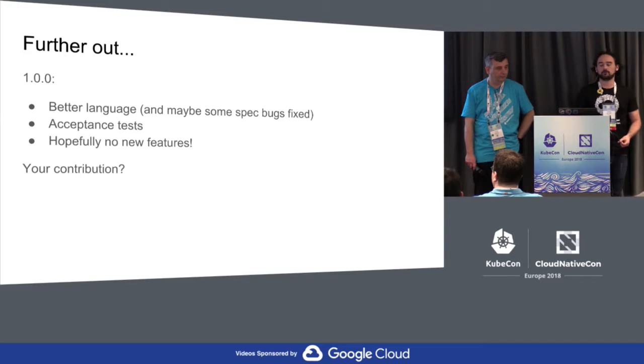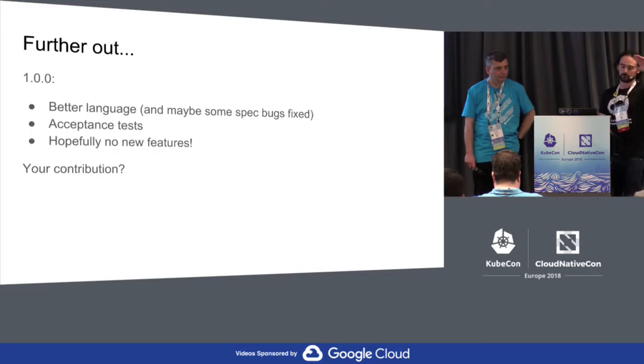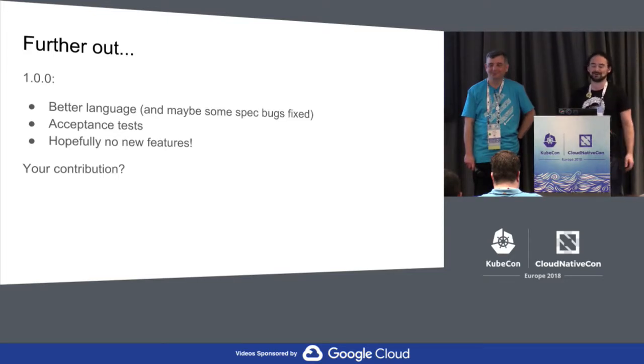The goal after 0.4 is to release 1.0. There shouldn't be any new features in 1.0. It should be mostly a cleanup of the spec and sort of a point of no return. We're saying this is the accepted specification. The Kubernetes community is very, very bad at declaring anything 1.0, and so we're trying to break the trend. We'll see if we get there.